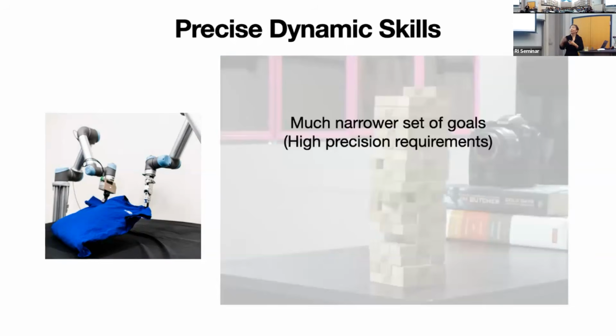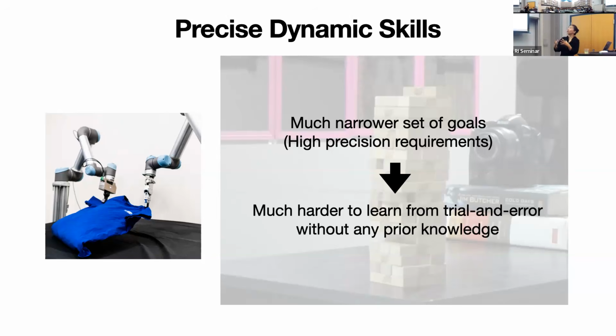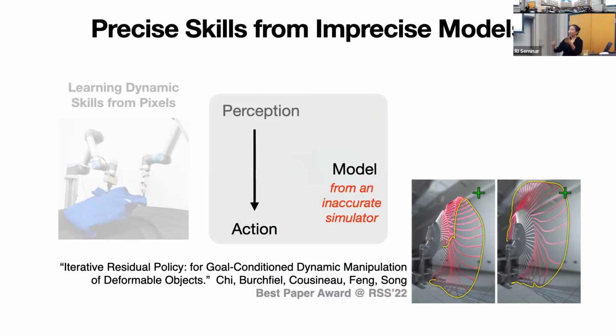So why? I think fundamentally what makes these two tasks different is that for the latter task, there is a much narrower set of goal conditions that we want the system to achieve, which is demonstrated by the high precision requirement. As a result, it's much harder to learn an effective policy through random trial and error without any prior knowledge about the system. Having observed that limitation, and motivated by this requirement, in the second part of my talk we're going to focus on this category of tasks that has much higher precision requirements in the manipulation process.